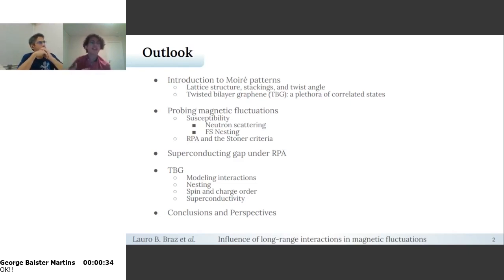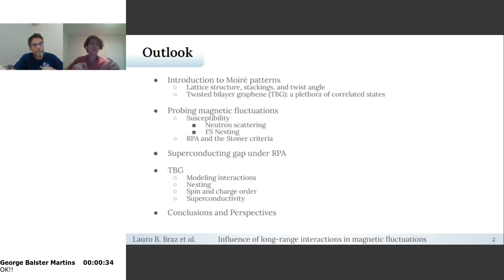I'll then start discussing the specific case of twisted bilayer graphene and how these correlated states have been observed experimentally. Then I will move to a more theoretical perspective on how to study magnetic fluctuations. I'll try to connect the susceptibility quantity to an experiment, the neutron scattering experiment, to give you some intuition on how magnetism can be probed by this quantity. And then I will connect that to the picture of Fermi surface nesting, trying to explain what that is and which kind of physics we can observe from it.